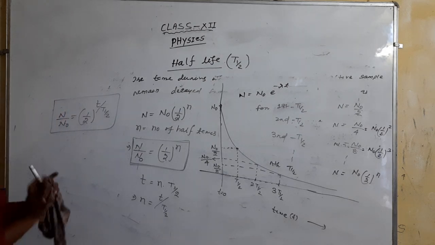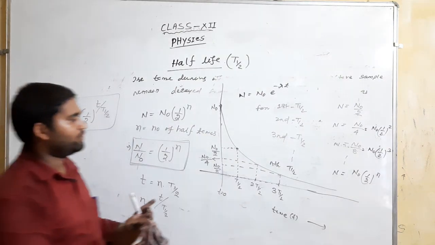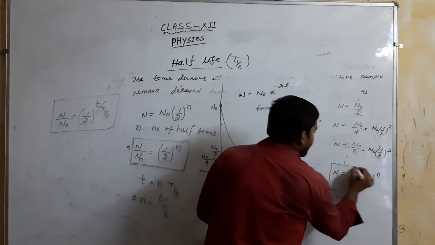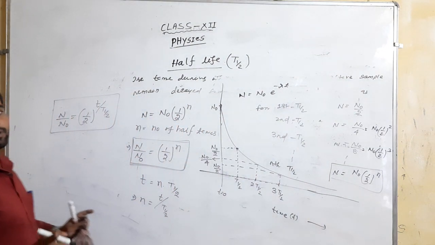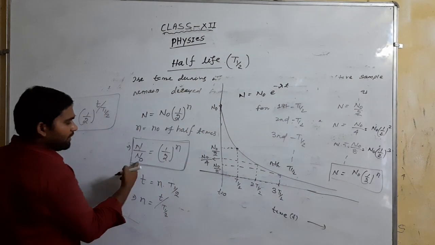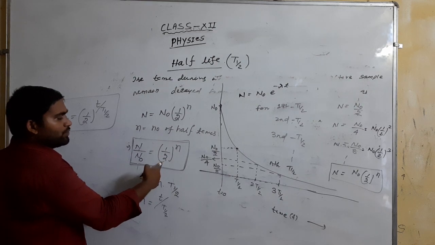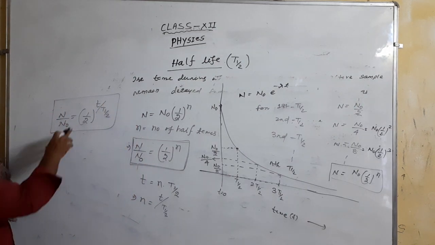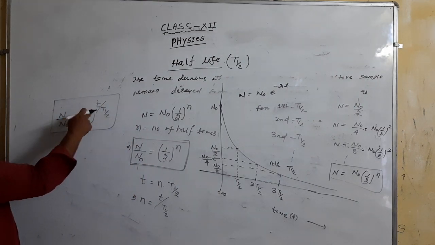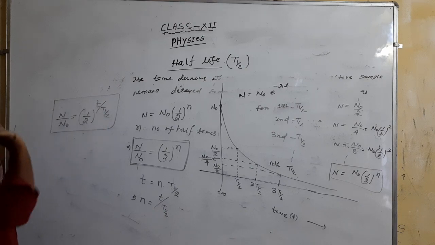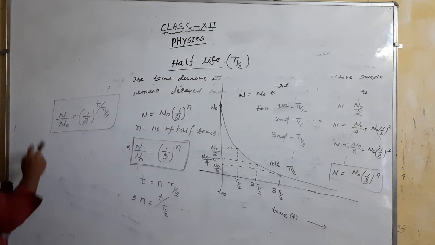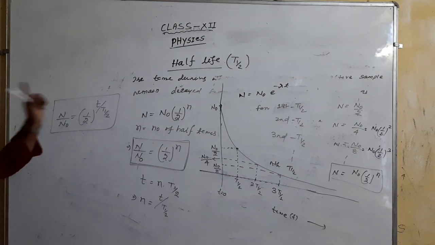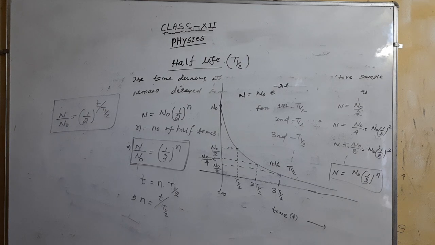So there are 3 different forms of the radioactive variation. N equals N0 into 1 by 2 whole to the power n, where n is the number of half lives, or N by N0 equals 1 by 2 power n, or simply N by N0 equals 1 by 2 power t by t half. Here t is the time, t half is the half life, N is the number of samples at any time t, and N0 is the number of samples at the initial time.